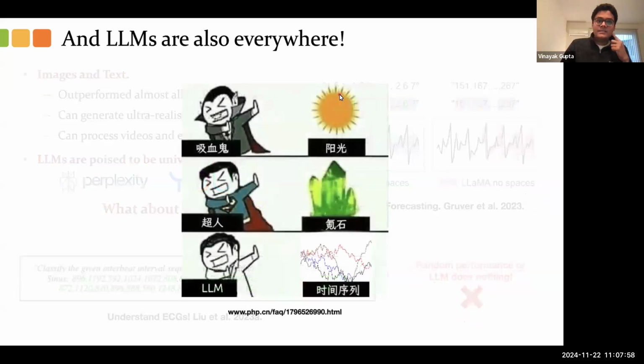It's a very funny incident that based on our own paper, there was a post on Chinese social media where someone said that Dracula is scared of the sun, Superman by kryptonite, and large language models are scared of time series. So thank you to anyone making this meme.